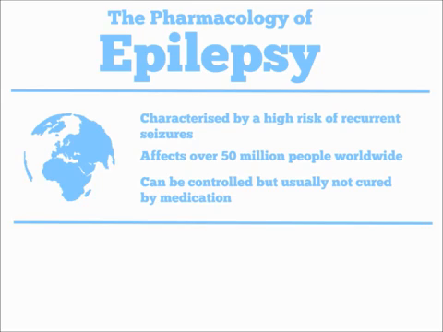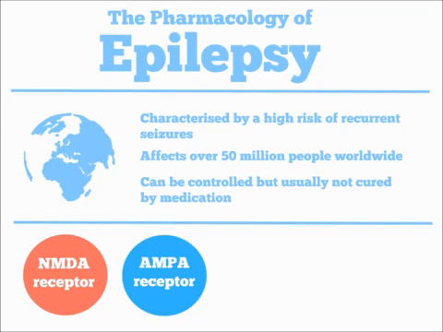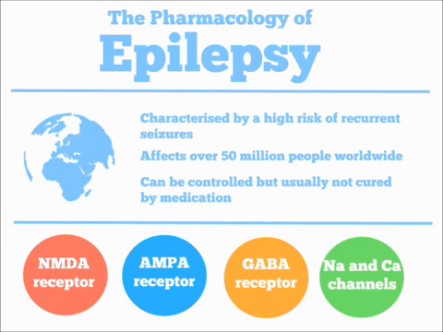When examining the pharmacology of epilepsy, there are a number of receptors and channels we will be concerned with. The NMDA receptor. NMDA stands for N-methyl-D-aspartic acid. The AMPA receptor. The AMPA stands for alpha-amino 3-hydroxy-5-methyl-4-isoxazole propionic acid. And the GABA receptor. GABA stands for gamma-amino butyric acid, as well as sodium and calcium channels.